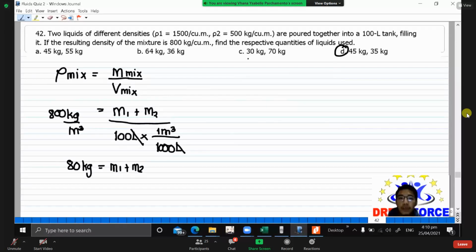Again, pwede mo yung i-check using your conventional way, yung long cut natin. Magkakaroon ka kasi ng two equations, two unknowns. Ito na yung first equation mo. Yung second equation mo, gagamitin mo yung densities. Pero by inspection pa lang, first equation pa lang, alam mo na yung answer. Kasi nga, dapat mag-total sila into 80 kilograms, yung M1 at saka M2 natin.